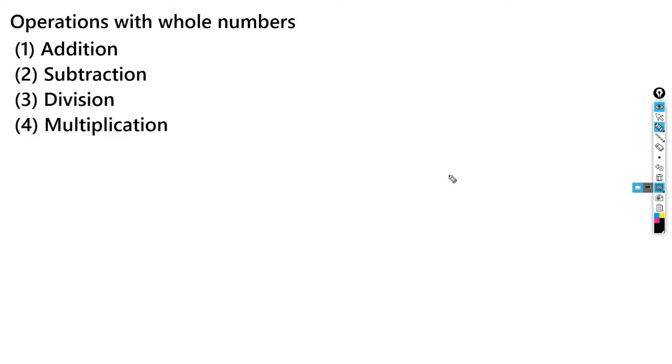Hey guys, what's up? So we're going to look at operations with whole numbers, since we were doing computation and the order of arithmetic operations. But let's just look at the individual operations. So, addition. Let's look at an example of addition.